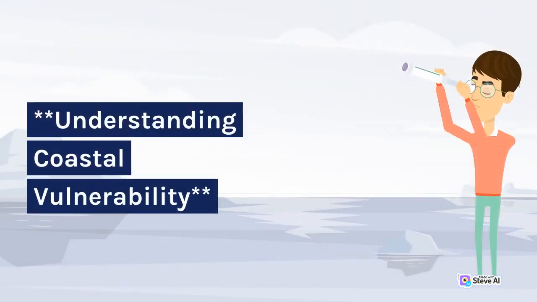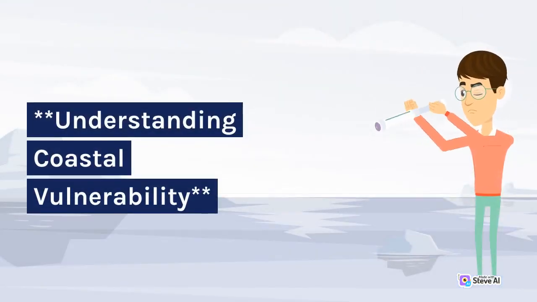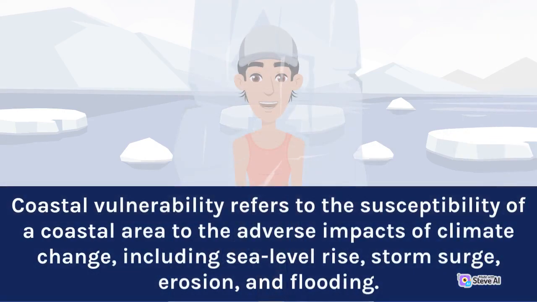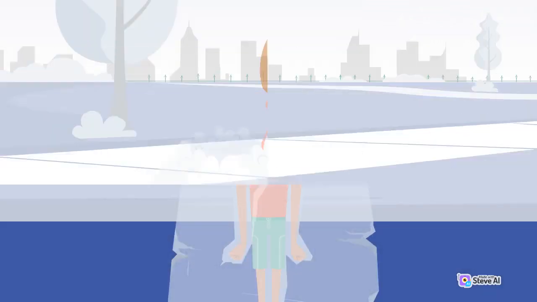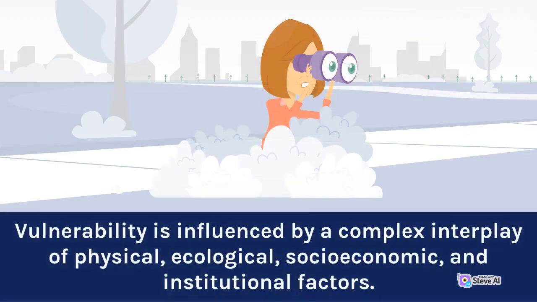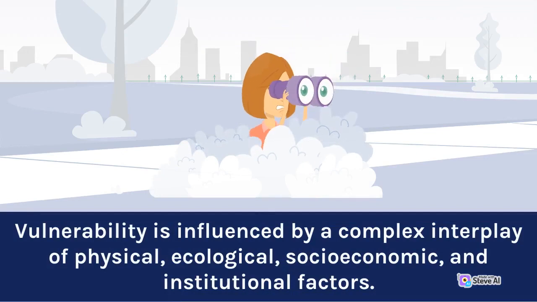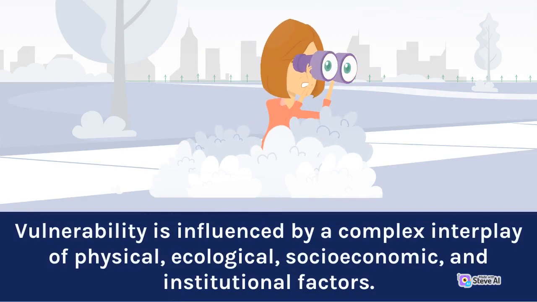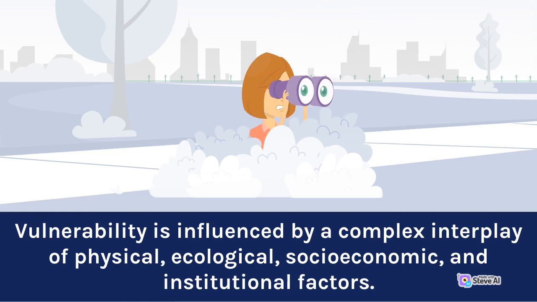Understanding coastal vulnerability. Coastal vulnerability refers to the susceptibility of a coastal area to the adverse impacts of climate change, including sea level rise, storm surge, erosion, and flooding. Vulnerability is influenced by a complex interplay of physical, ecological, socioeconomic, and institutional factors.